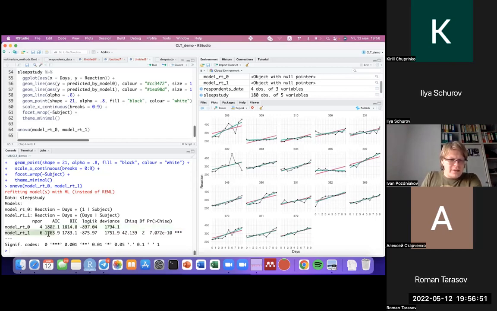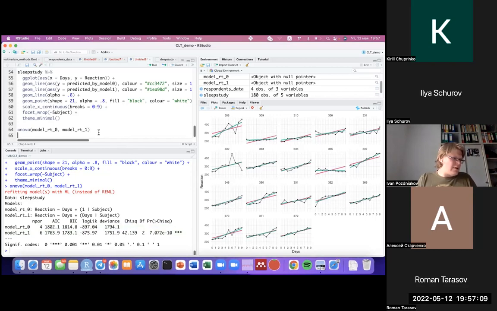So the more complicated model has lower AIC and lower BIC, and also the chi-square test says that this model is significantly better. So if you want to choose between them, it's reasonable to use the more complicated one, because it really increases your model quality, even after penalizing for having additional parameters. So that's basically all that I wanted to show you with linear mixed effects models.